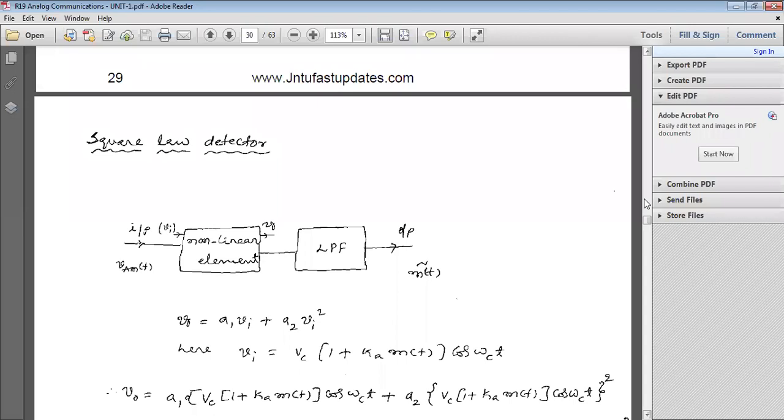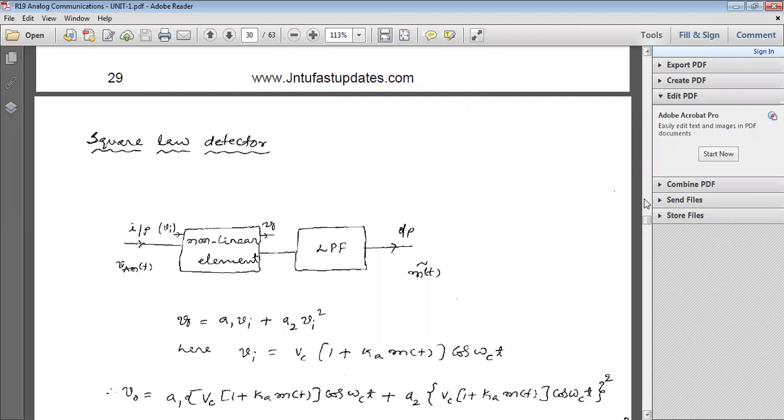The main component used here is a diode. Already you know in a square law modulator we use a diode as the main component. When the diode is operated in the nonlinear characteristics, applied at the lower voltages, it serves as a nonlinear characteristic. At that situation, if we operate the diode, then it follows a square law.